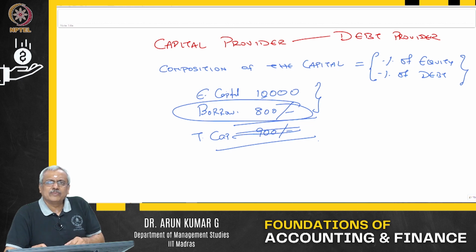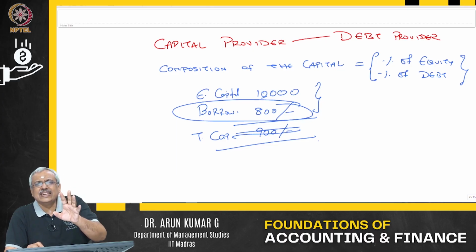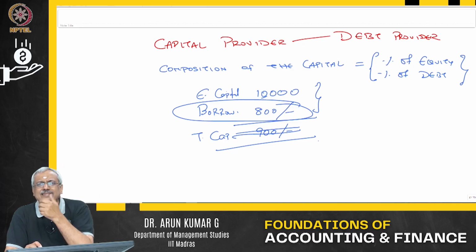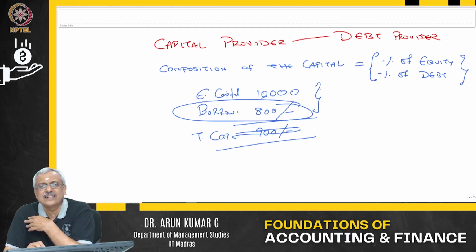So you can argue with me, can there not be a company where debt is higher than equity? Well, there can be situations. I am not completely ruling it out, but in the normal situation, we always look at equity to be a little higher as compared to the debt portion of it, because there is a cost for everything. There is a cost for debt and there is a cost for equity.